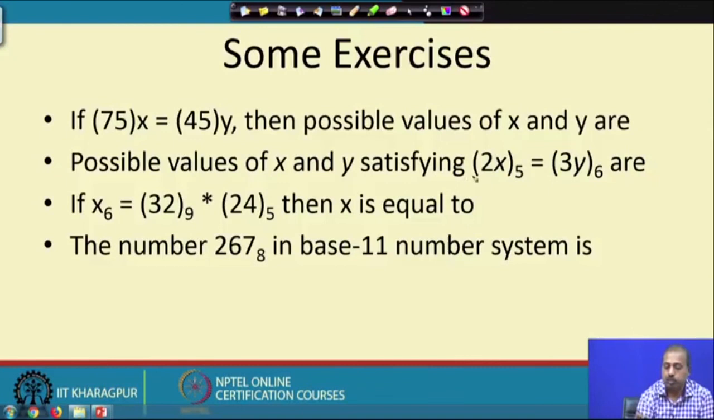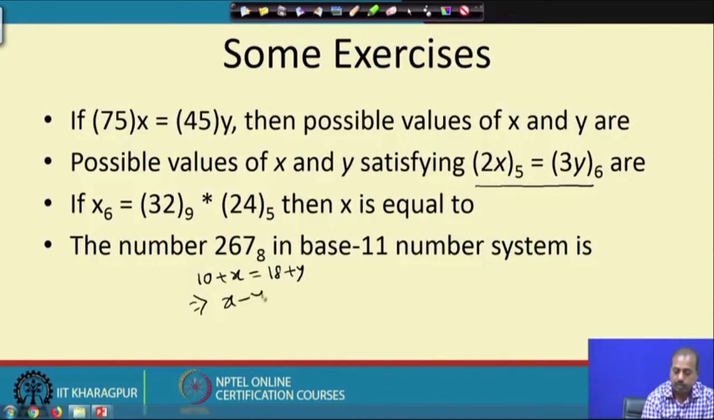Okay. So, we will take another example, say this one: 2x to the base 5 equal to 3y to the base 6. By a similar logic, it is 2 into 5, that is 10, plus x, equal to 3 into 6, that is 18, plus y. So, you get a condition that x minus y should be equal to 8. If I put any values of x and y such that x minus y equal to 8, then we are done. So, can I take, say, x equal to 9 and y equal to 1?